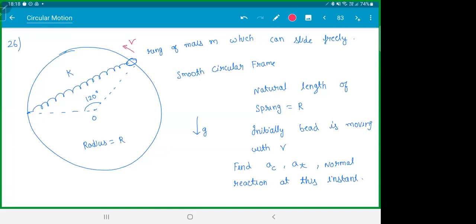How to do this 26? Centripetal, Anika, you goofed up, I guess. Why are you guys doing this? Centripetal is the easiest one. Centripetal is what? V square by R. That's it. What are you doing? That spring force has nothing to do with centripetal there. V square by R, done, that's the centripetal. Right, I'll give you a minute more. It's a good one.